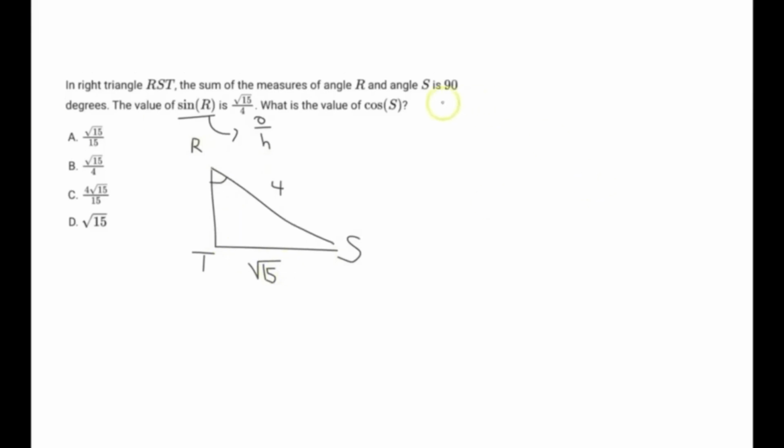Okay, perfect. So now it's asking, what is the value of cosine S? So if you zoom in here on angle S, cosine is equivalent to adjacent over hypotenuse. So the adjacent value for angle S would just be square root 15. So in our answer, square root 15 should be on top. But what is the hypotenuse, right? Well, we don't even need to do any calculations because we know the hypotenuse we already calculated, which is 4. And so it's square root 15 over 4.